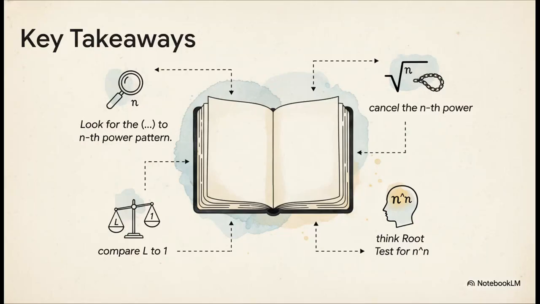So let's do a super quick recap. What are the big takeaways? Number 1, look for that signature pattern, stuff in parentheses raised to the nth power. Number 2, remember the root test's whole job is to cancel out that nth power. 3, the process is always the same. Find the limit L and compare it to 1. And finally, if you see n raised to the n, your brain should just light up and think, root test.